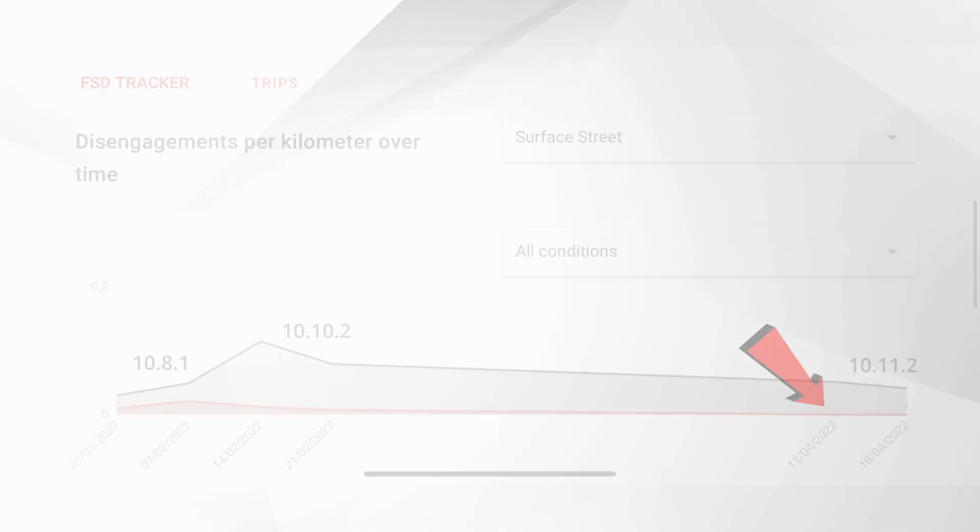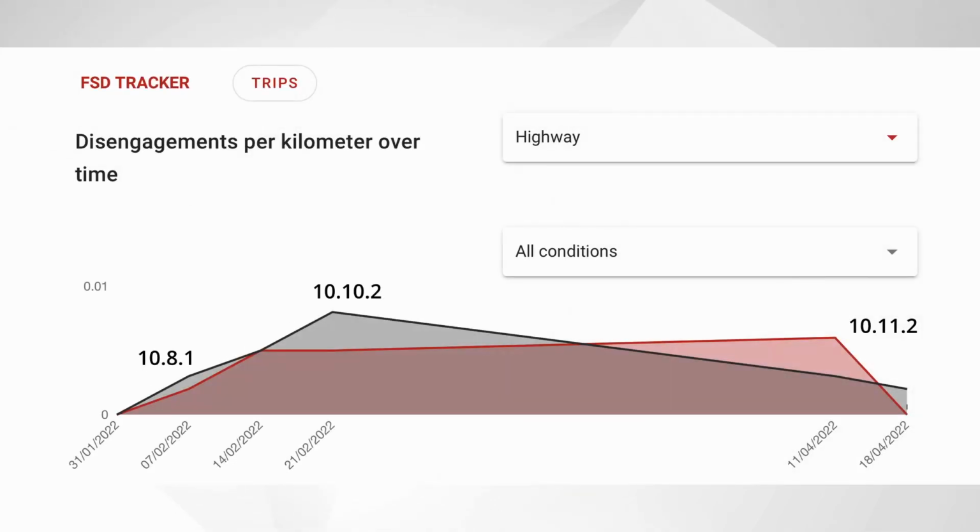Now what you're seeing here is the same graphing but on the highway in all conditions. And the point to where those critical disengagements are maxing out is right at the end of 10.10.2. It's cool to see that over time, since about February, the simple disengagements on the highway have come down quite drastically, but it's even better to see that the critical disengagements, the safety concerns, are sharply coming down with 10.11.2. These are definitely trends going in the right direction, and hopefully we see this continue in future updates.